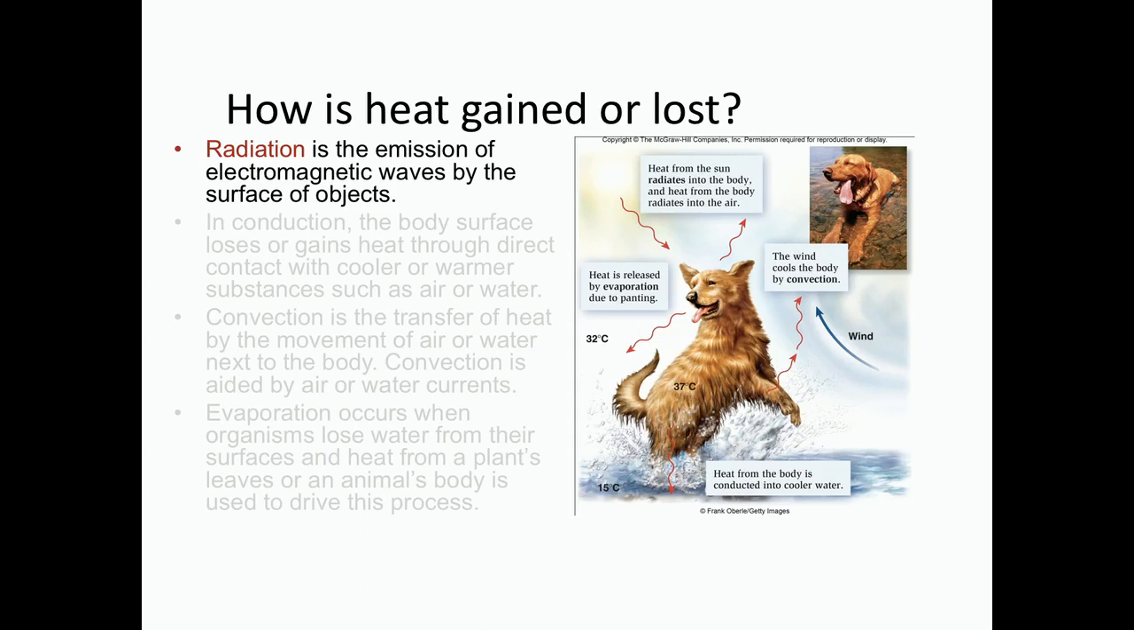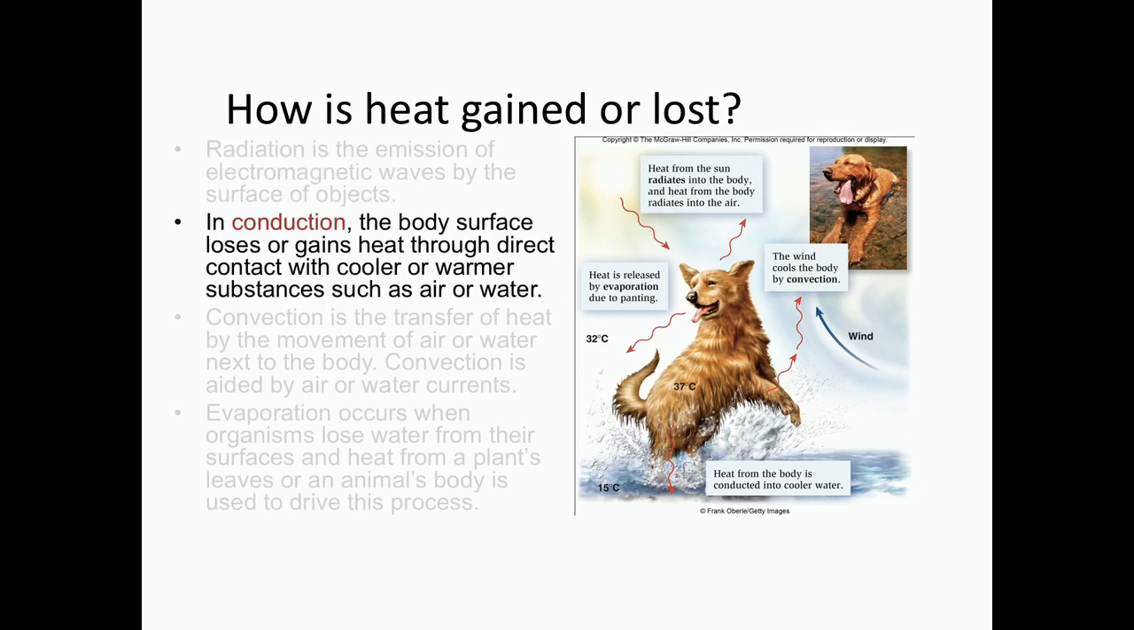Now, if you were to touch that radiator, you would be getting heat directly from the radiator through another mechanism called conduction. This is where you're directly contacting something that is cooler or warmer. And this can be through things like air or water, but it can be through direct contact. Okay, so you are touching that radiator. Similarly, if you were to touch the surface of the stove, you would be gaining heat through conduction rather than through radiation, where you don't have to touch the surface.